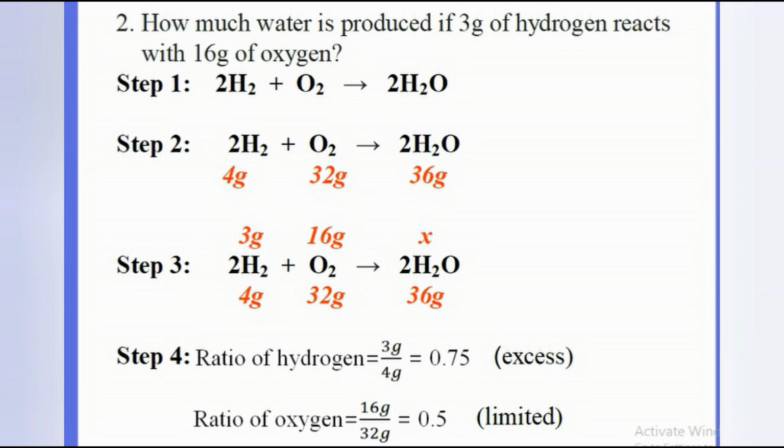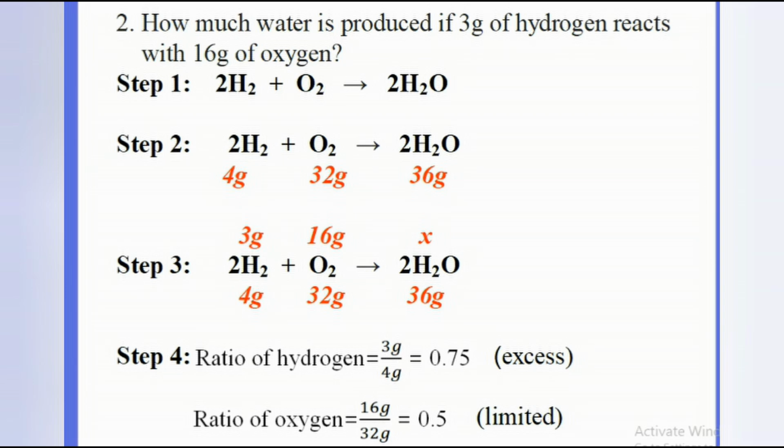In the second step, we write the amount of reactants and products below the corresponding formulas, which are obtained from the balanced chemical equation. We write 4 grams below hydrogen, 32 grams below oxygen, and 36 grams below water.